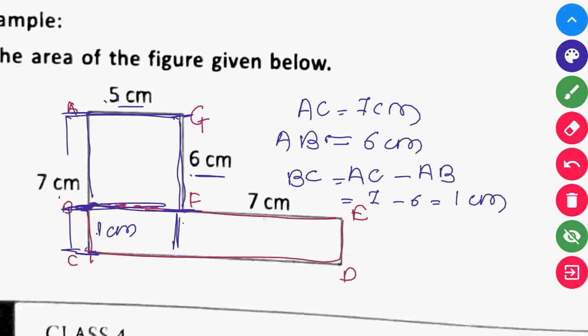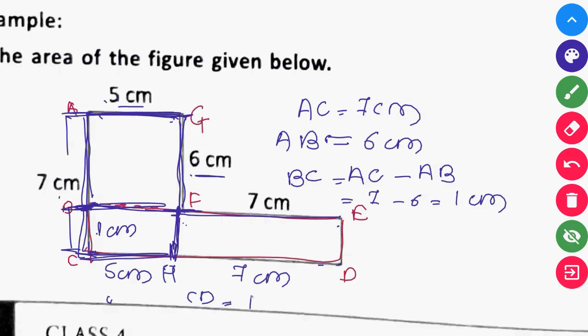Now this is 7 centimeter. So EF is 7 centimeter. So if this point is H, HD is also 7 centimeter. Now AG is 5 centimeter. This is the line. This is the line. So if we consider this big rectangle, this CH is also 5 centimeter. So CD is 5 plus 7, that is 12 centimeter. Okay, up to this you understood.